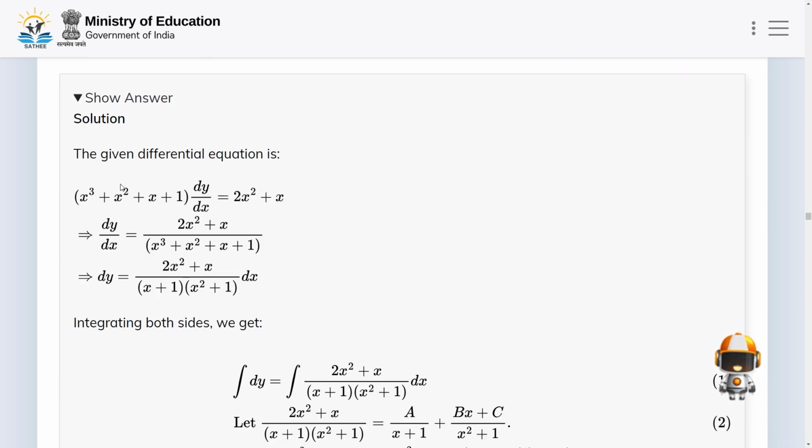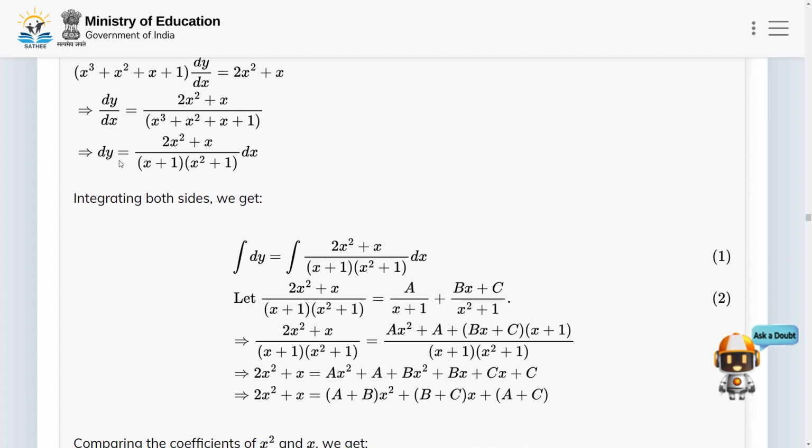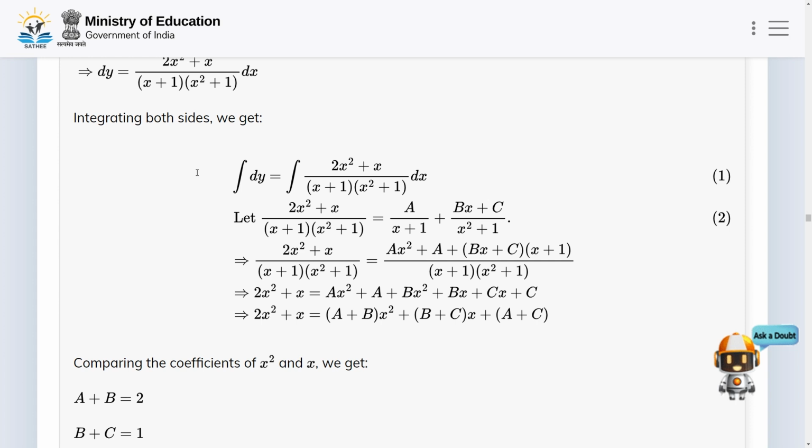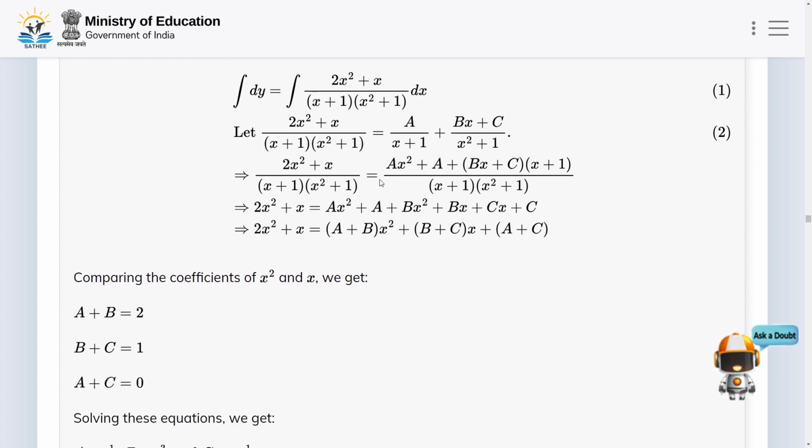You will have dy over dx is equal to (2x square plus x) divided by (x cube plus x square plus x plus 1). This means dy is equal to (2x square plus x) divided by (x plus 1)(x square plus 1) dx. Now use the partial fraction concept. According to the partial fraction, this form can be correspondingly transformed into this form. Clear?